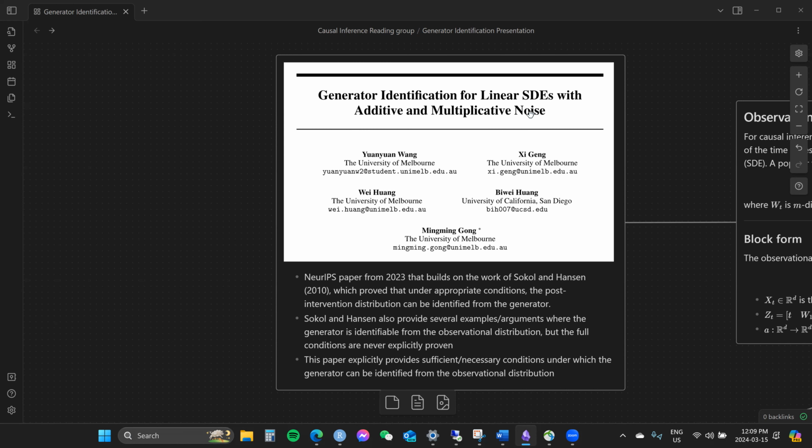Sokol and Hansen proved that under appropriate conditions, the post-intervention distribution can be identified from the generator. And they also show in different examples and arguments that the generator is identifiable from the observational distribution, but they don't really make it explicit anywhere in their paper. So in this paper that we're presenting today, they make explicit sufficient and necessary conditions under which the generator can be identified from the observational distribution.